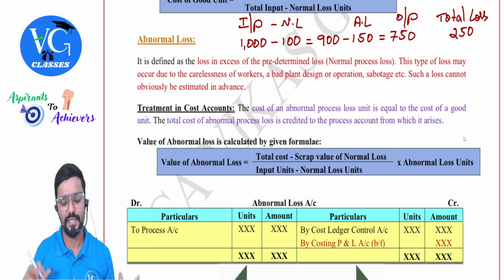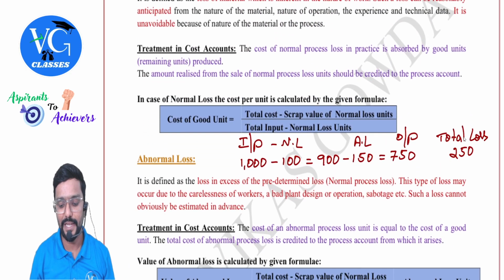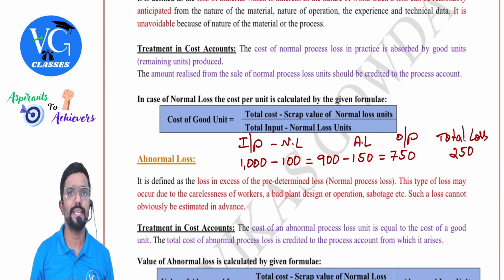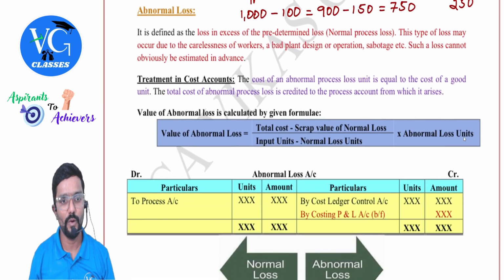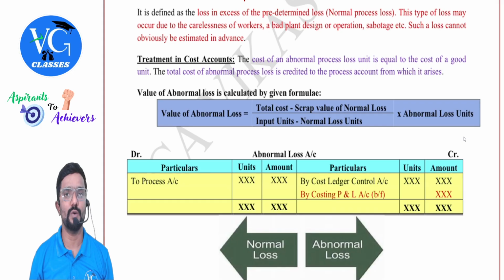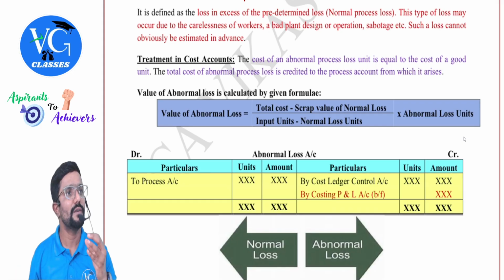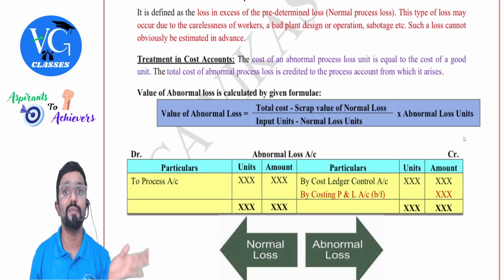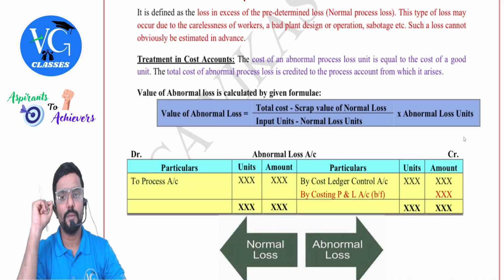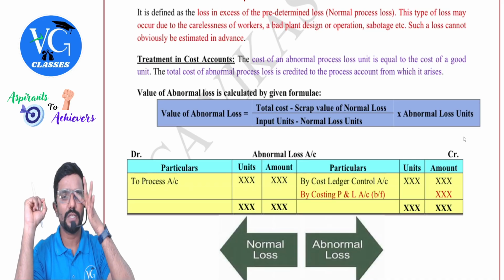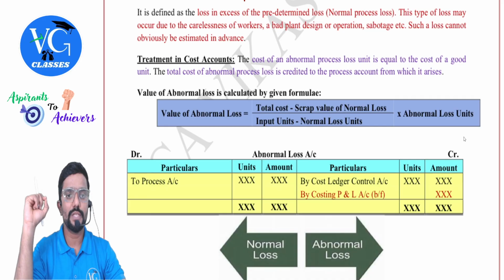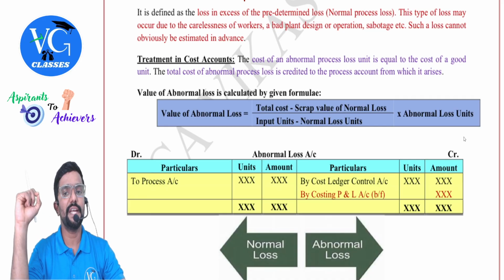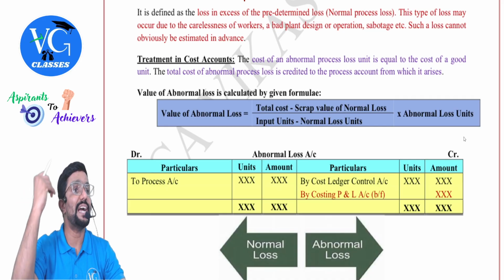So this would not have been anticipated. Normally this would be like a balancing figure. What is the treatment for it in cost accounts? Do we value it separately or include it in the cost of good units? We will value it separately. The cost of an abnormal process loss unit is equal to the cost of a good unit. The total cost of abnormal process loss is credited to the process account from which it arises.